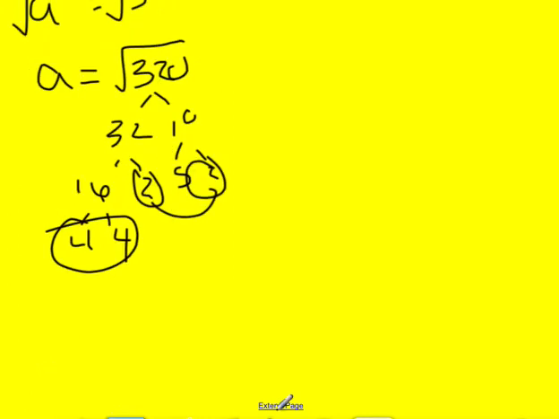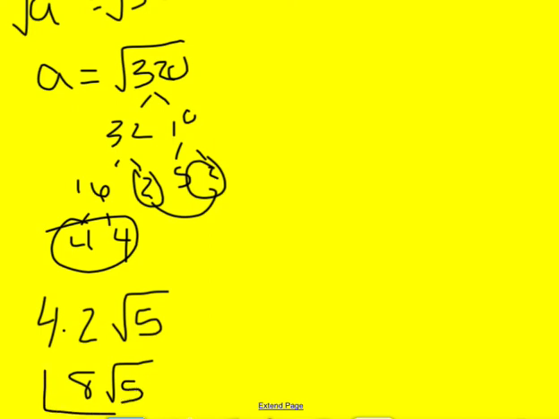So I could take out a pair of 4s, I could take out a pair of 2s, and then left underneath the radical is 5. 4 times 2 is 8, and then it's square root of 5. So that's your final answer for 13.